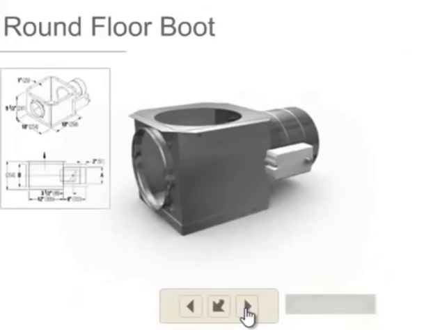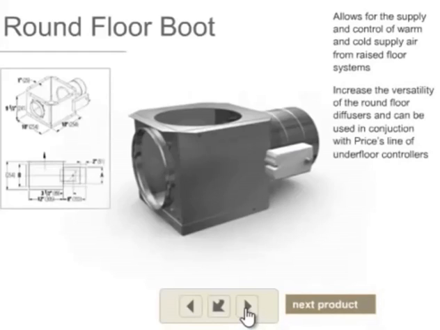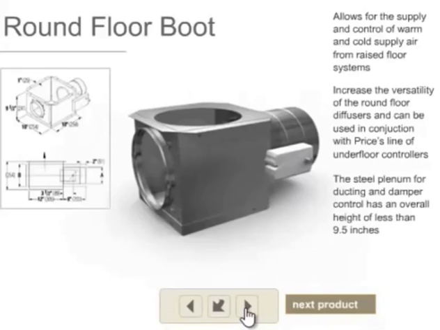Round floor boot. The Price line of round floor boots allows for the supply and control of warm and cold supply air from raised floor systems. These boots increase the versatility of the round floor diffusers and can be used in conjunction with Price's line of underfloor controllers. The steel plenum for ducting and damper control has an overall height of less than 9.5 inches. 3 configurations are available for specific applications: the RFB-F, the RFB-VC, and the RFB-HC.